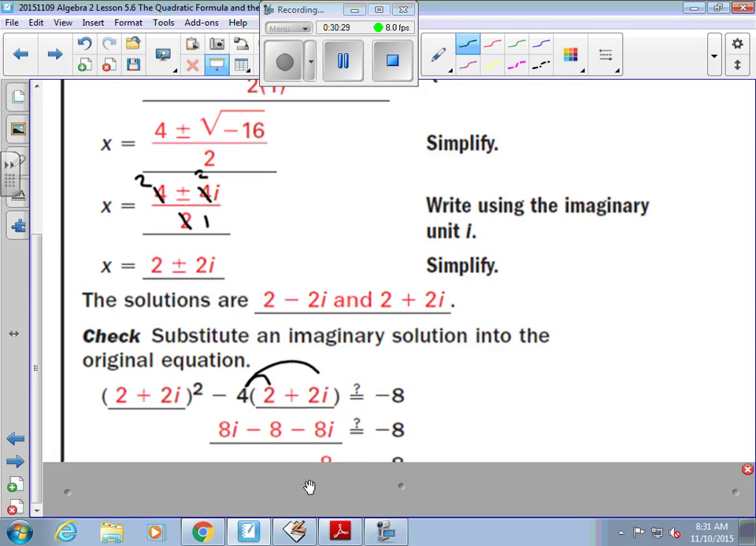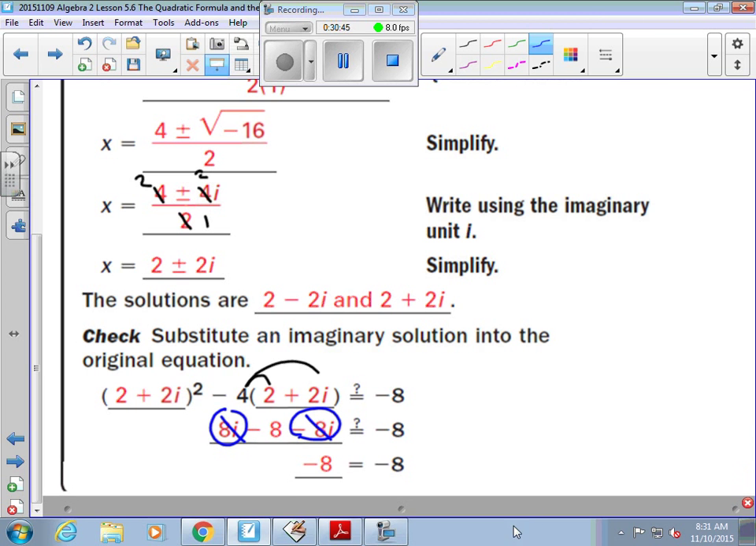And again, I know they took a lot of steps off in between those, but just for the sake of time, notice your like terms, 8i and negative 8i. These cancel each other out and leave you with negative 8 is equal to negative 8. And we'll pick up the rest of this tomorrow.